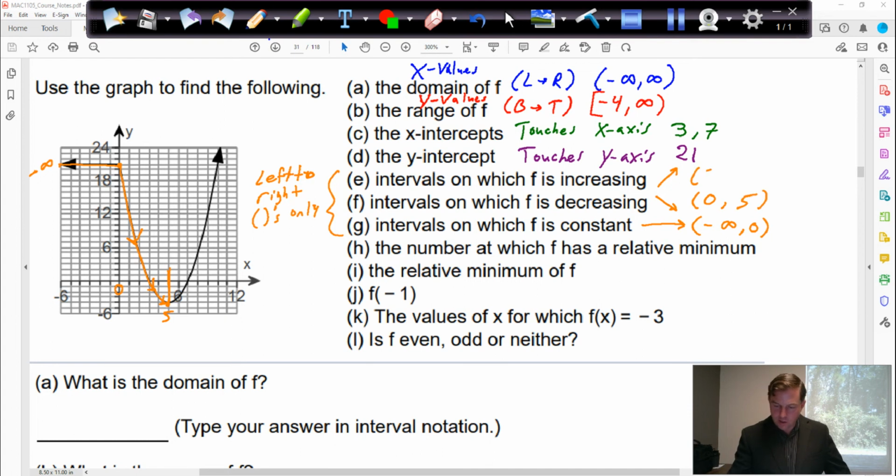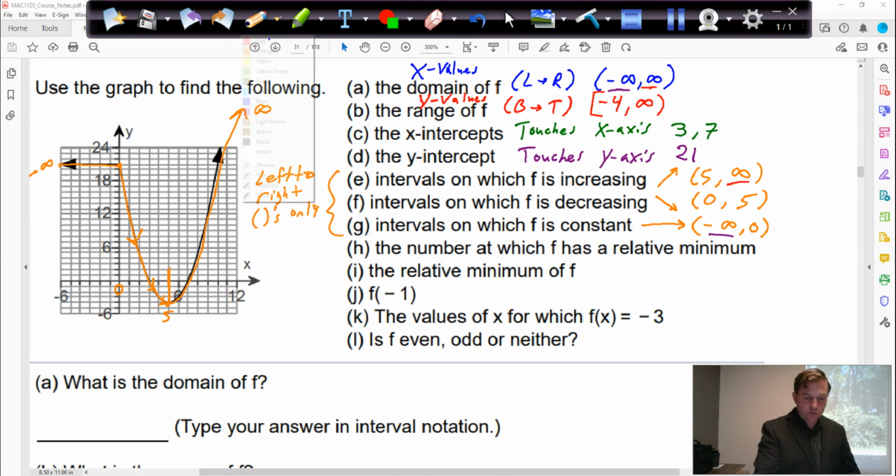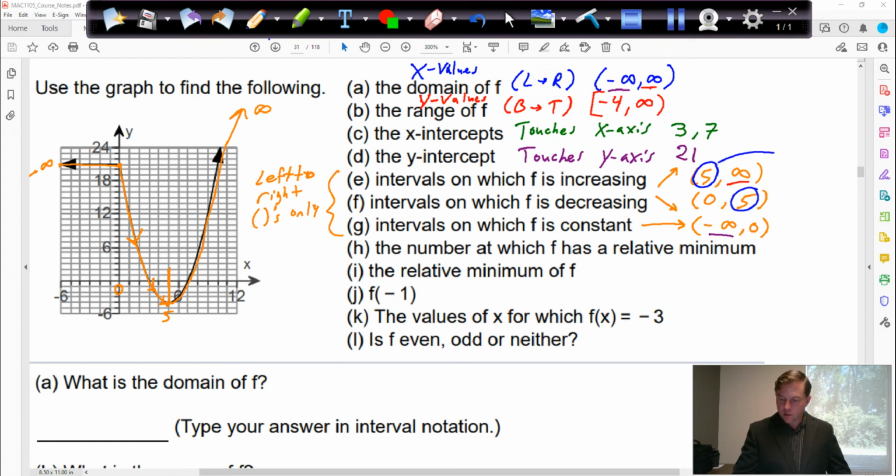And then we're going to pick up where we left off for the last segment. From 5 until infinity, because it's going to keep going to the right, it will be increasing. It's going up. And one thing about this is you should start where the domain starts, and you should end where the domain ends. And this point here, where it switches, should be a max or a min.